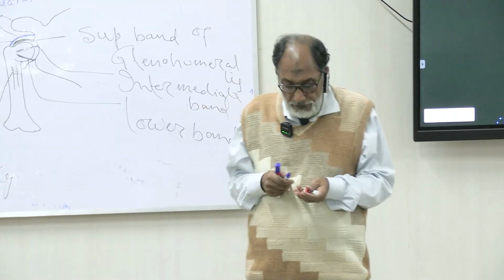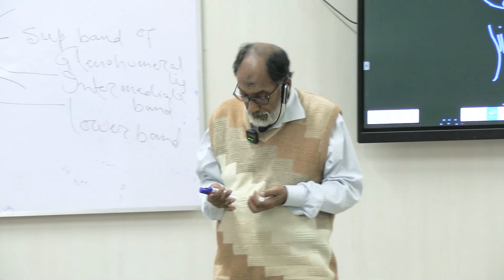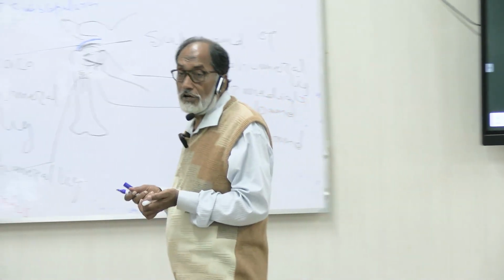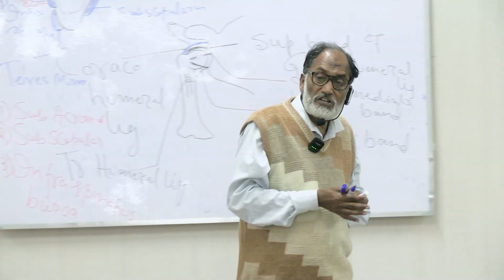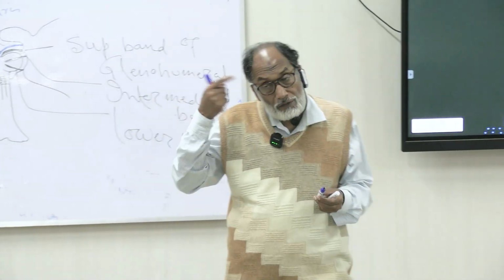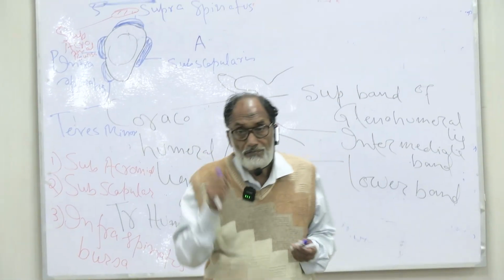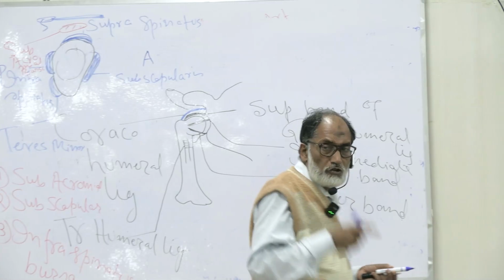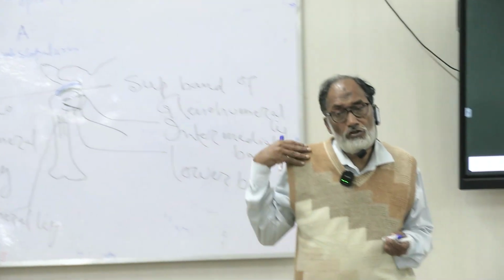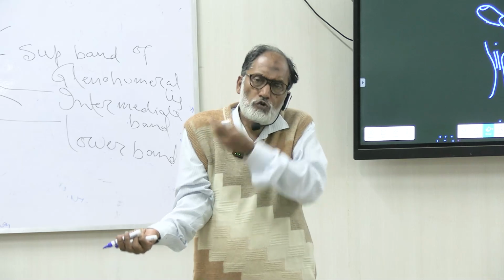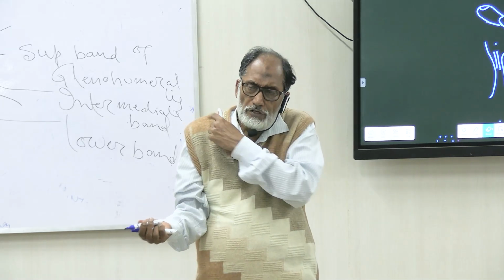Nerve supply, number one nerve is the axillary nerve. It lies along the surgical neck of the humerus, so it supplies this joint. And another nerve, that is the musculocutaneous nerve. You know, it supplies all the muscles of the arm, so it also gives some supply to this joint.